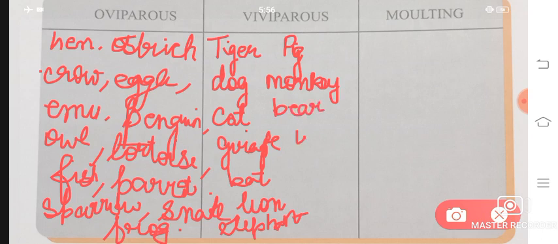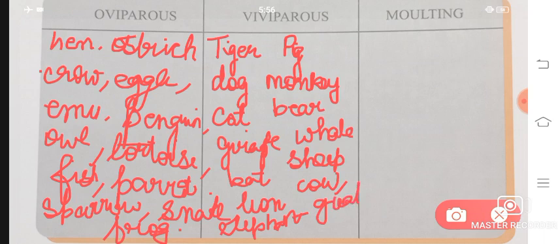Number 11, whale. Number 12, sheep. Number 13, cow. Number 14, goat. Number 15, squirrel.